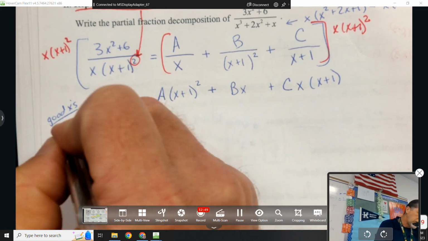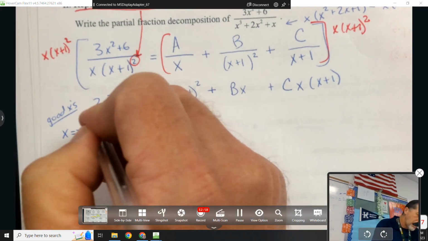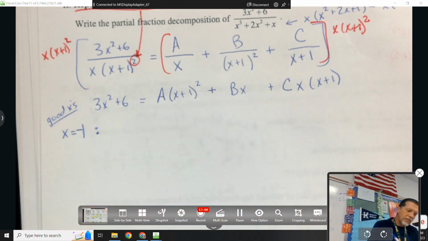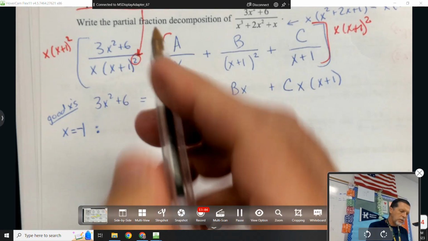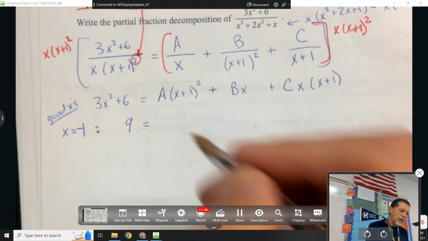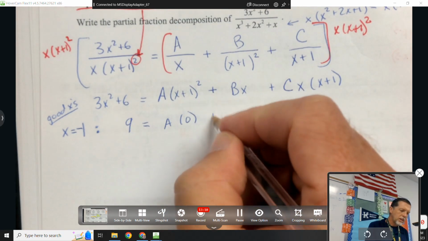All right, let's pick some good values of x. So what would a good choice be? -1. -1 would be a great pick. I'm going to show maybe a few less steps this time. If I plug in -1, 3 plus 6 is 9, equals a times 0. That's why we picked -1.